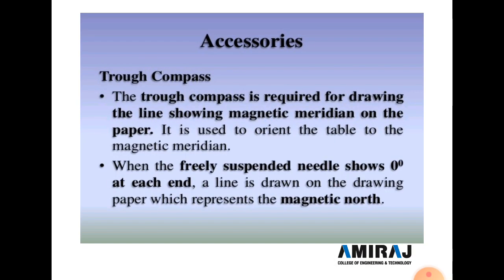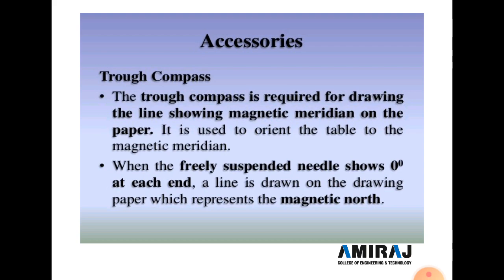Now, another accessory. In the last slide we discussed the equipment and accessories. So what is an accessory? An accessory is a type of small instrument. By using the instrument we complete the project or complete the task, that is called an accessory. So first we start with the trough compass. The trough compass is required to draw the line showing the magnetic meridian on a paper.